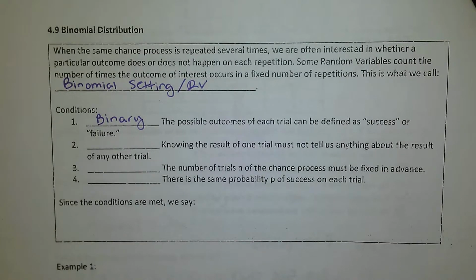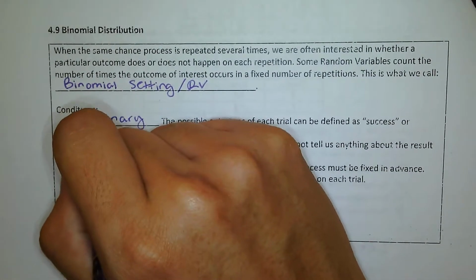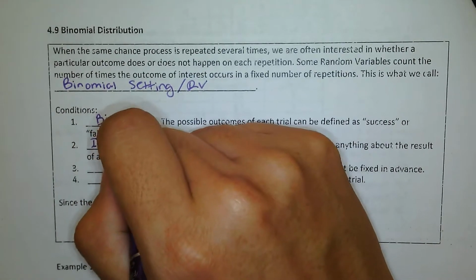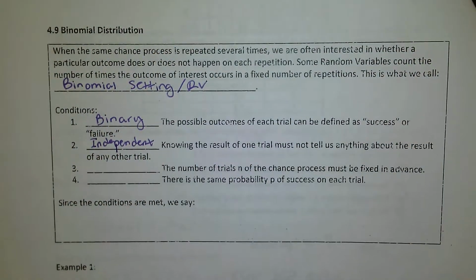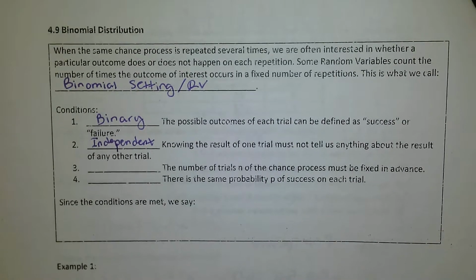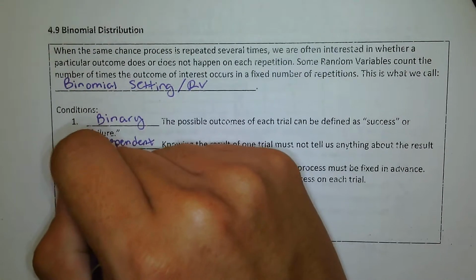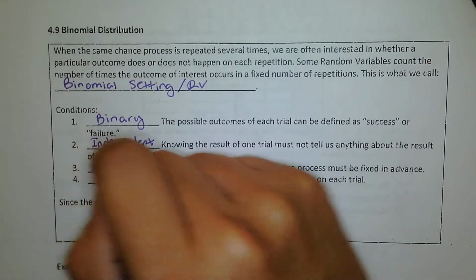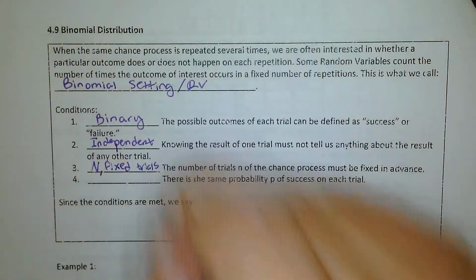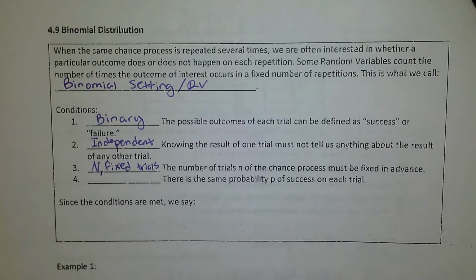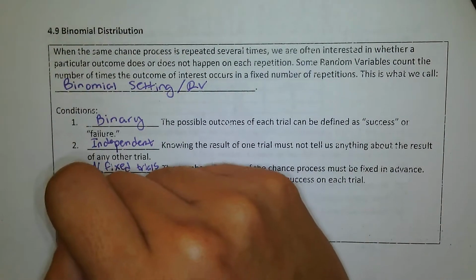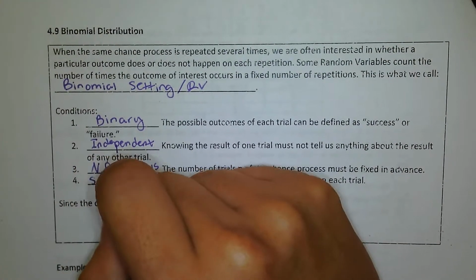The next condition is that knowing the results of one trial must not tell us anything about the results of another trial. Well, we've talked about this condition again and again, and this is what we call independent. One variable has no influence over the other, so this is an independent condition. The next one is that the number of trials n of the chance process must be fixed in advance, so we call this n fixed trials. A really weird way to say it, but basically you have to have a fixed number. And then lastly, there's the same probability of success on each trial, so that's our success p.